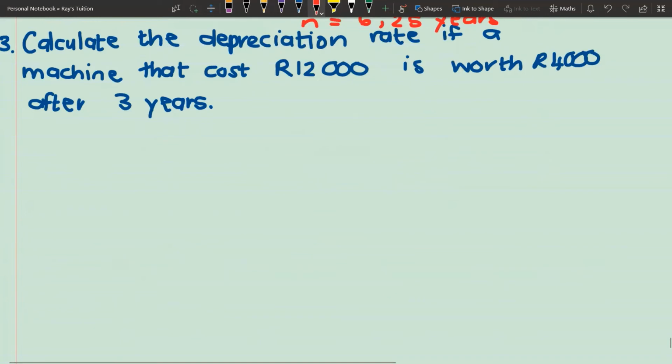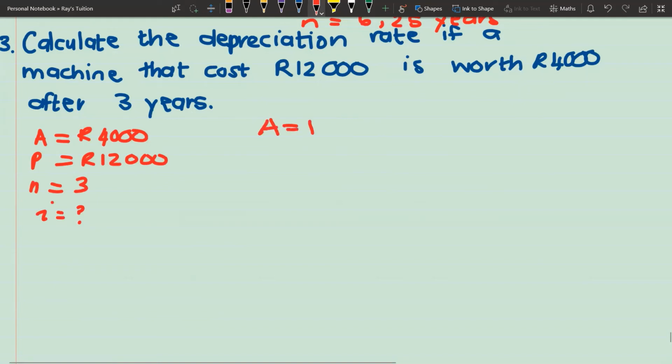Okay, so now having a look at the last one, it says calculate the depreciation rate if a machine that costs 12,000 is worth 4,000 after 3 years. So the depreciated amount is 4,000. The original amount is 12,000. Our number of years is 3, and we would like to calculate our interest rate. So again, A is equal to P times (1 minus I times N).